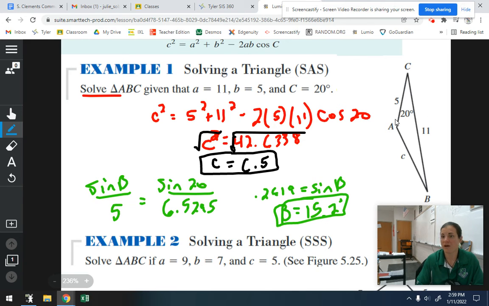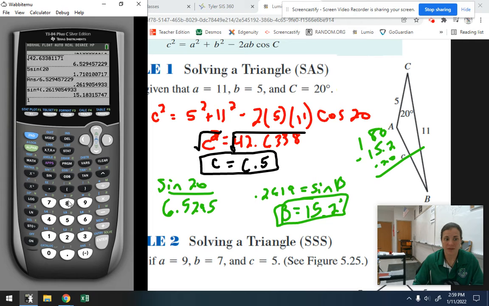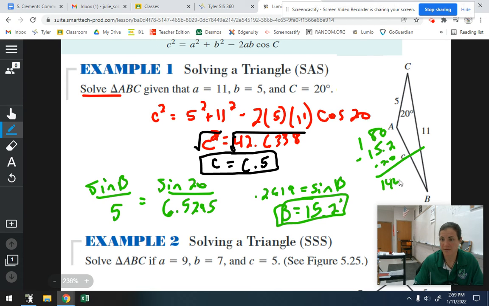Okay, now you can do the law of cosines to figure out A, but that's not necessary. Three angles in a triangle add up to 180. So if I just do 180 minus that 15.2 minus the 20, that's going to give me my remaining angle. So you can just do 180 minus those. And that's going to give me my 144.8. That will not work with the law of sines if you try it.